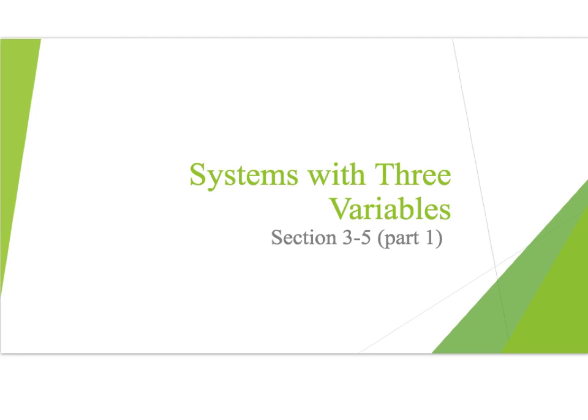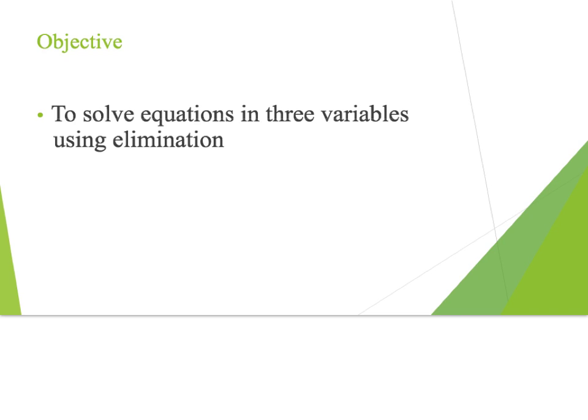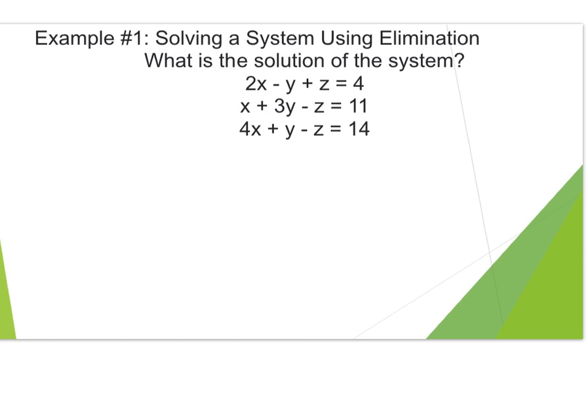Today we're going to talk about systems with three variables, and this is found in section 3-5, part 1 of your book. Again, our objective is to solve equations in three variables using elimination. Okay, so in our first example, we are asked to use elimination to solve our system. In the past, we have only talked about two unknown variables with two equations for a system, but now we're talking about three variables with three equations.